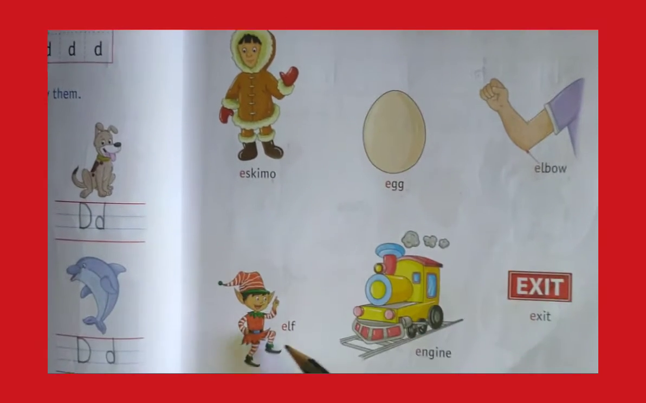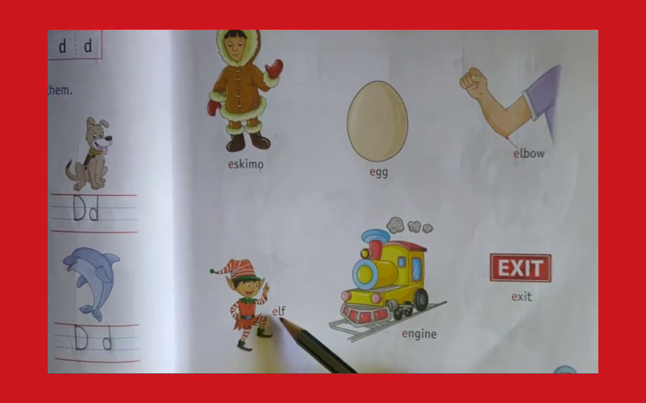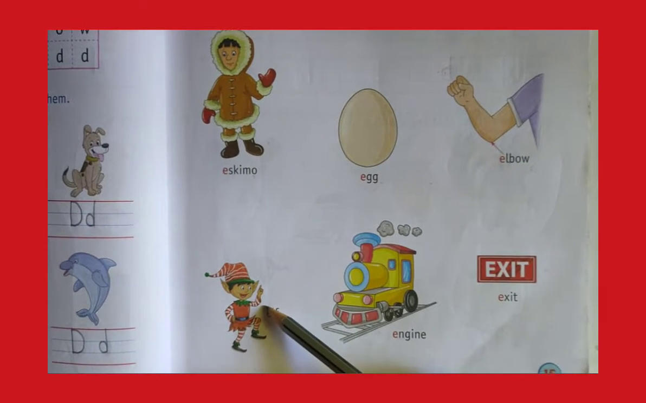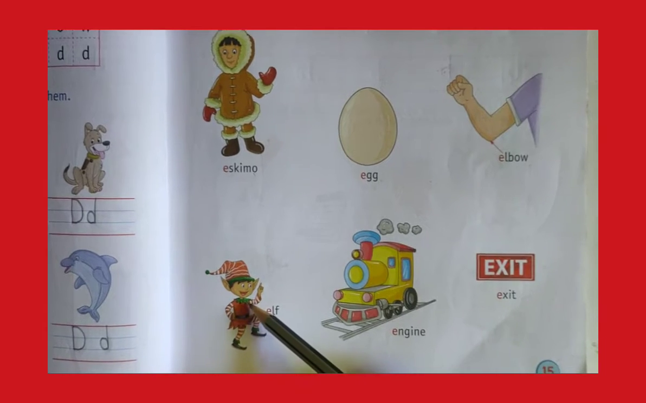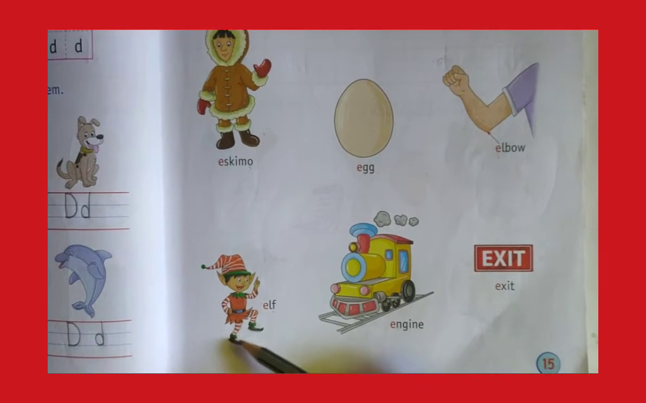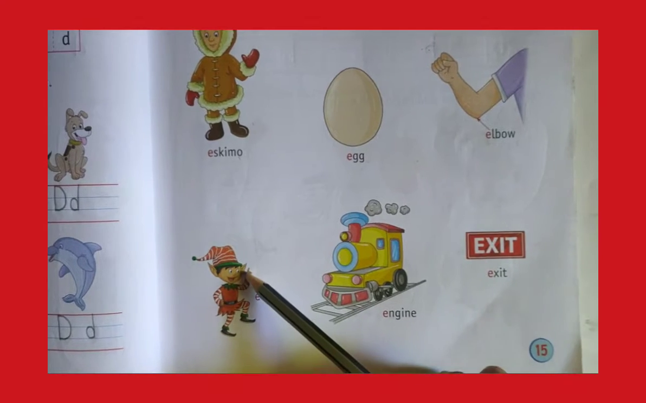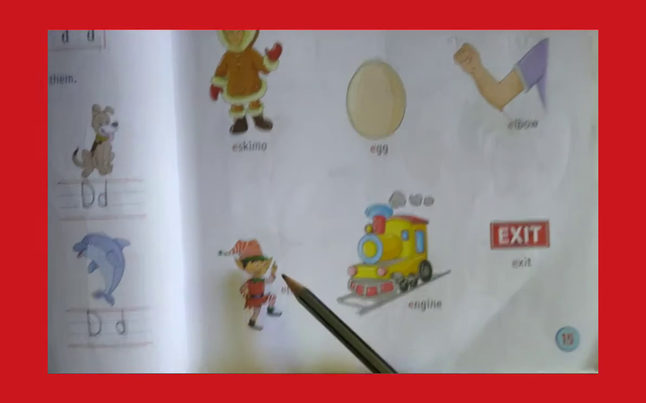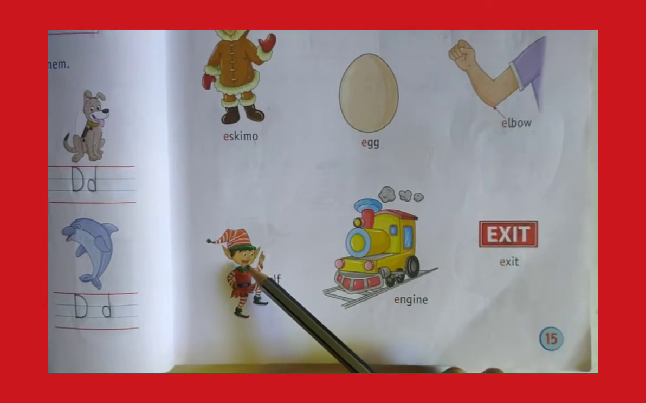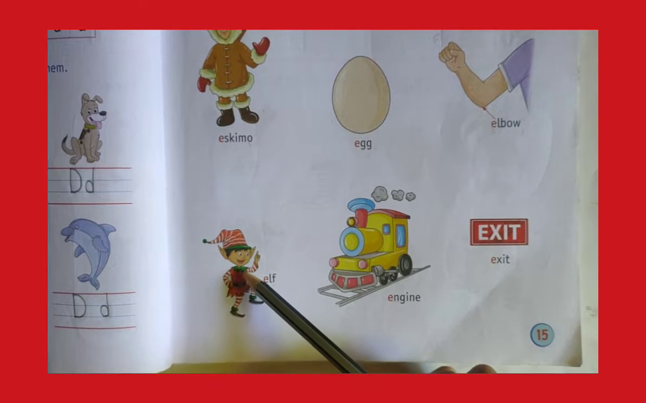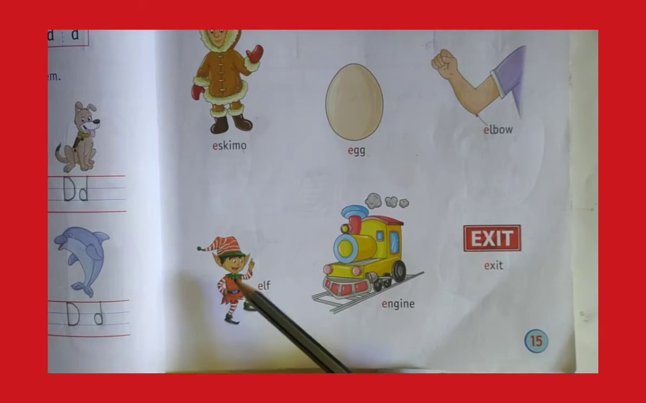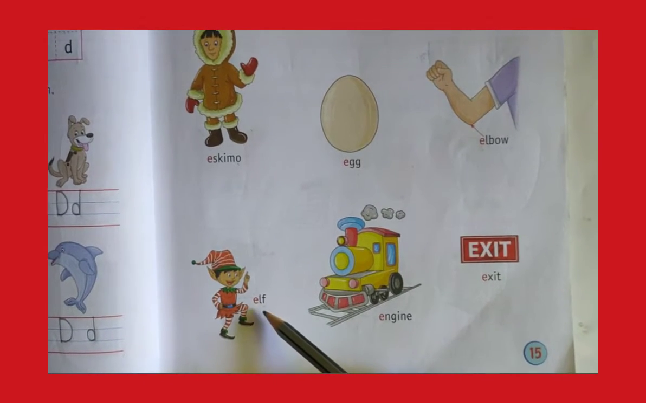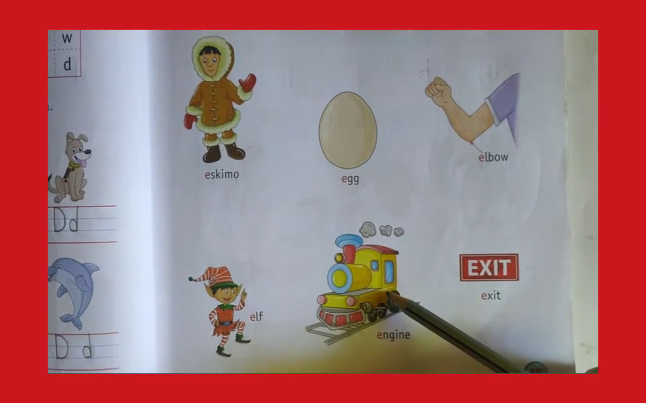Okay. Next one is elf. Elf. It is an imaginary small creature. It looks like a human and it has 2 long ears. Here you can see it has 2 long ears. And did you know, children? It has magical power. The name of this creature is elf. Okay. Next picture.